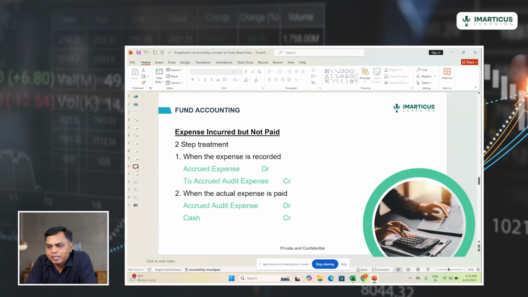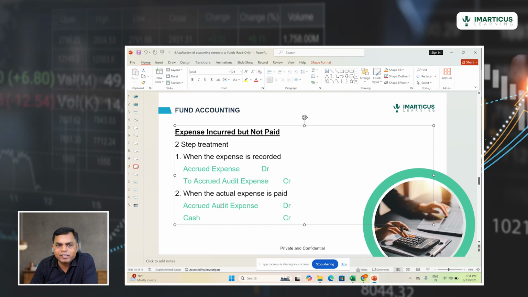Now, let's take a similar example where the fund has incurred expenses but not paid. It means they have outstanding expenses. For example, they are supposed to pay the audit expense on the 10th of the month. On the 10th, they have not paid it, but they will recognize the entry. So, what is the entry? It will say accrued expenses, because the expense is accrued, not paid. Accrued audit expenses is a debit because it is an expenditure, and since you're not paying cash, you're not settling, you mention it as accrued audit expenses.